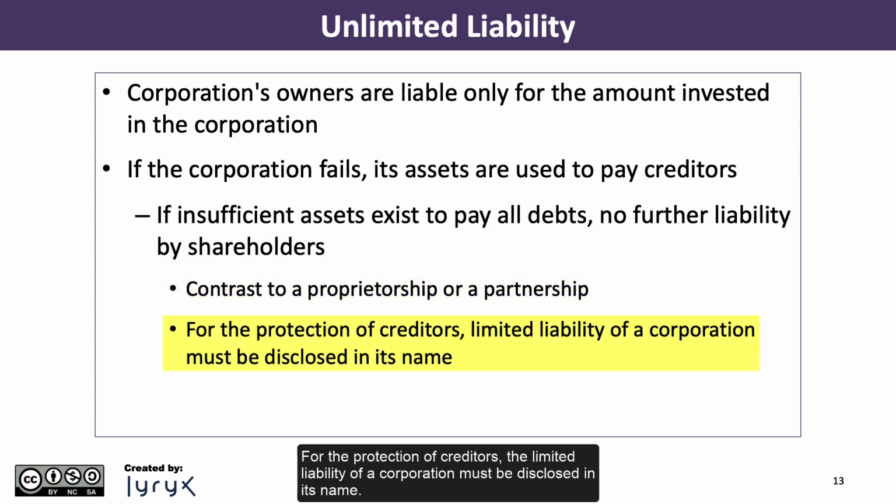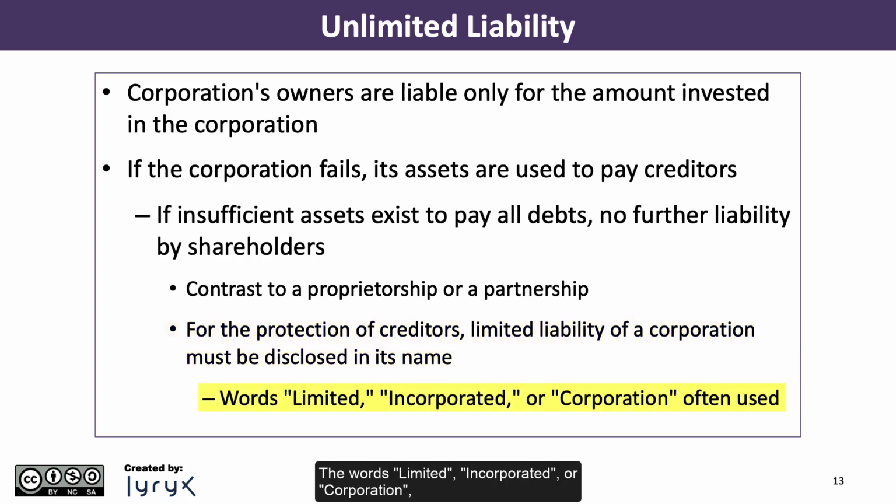For the protection of creditors, the limited liability of a corporation must be disclosed in its name. The words limited, incorporated, or corporation, or the abbreviations Ltd, Inc., or Corp., are often used as the last word of the name of a company to indicate this corporate form.